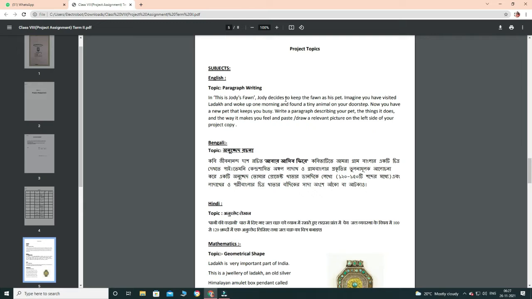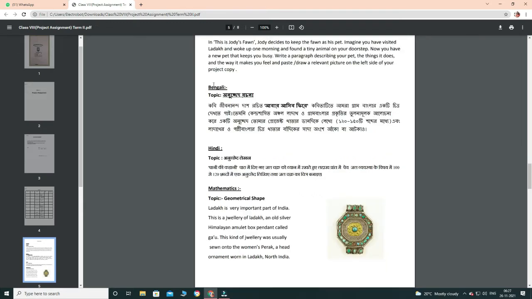So all you have to do is write a paragraph about the pet on the right side of your project copy, and you have to affix or draw a relevant picture on the left side of your project copy. Next subject is Bengali.